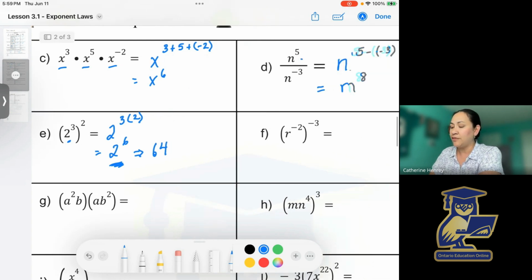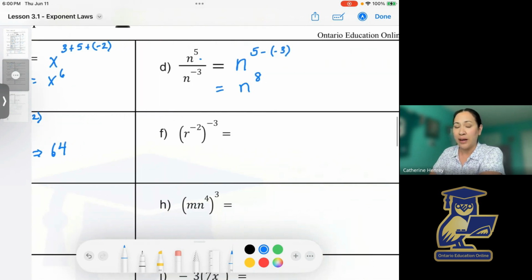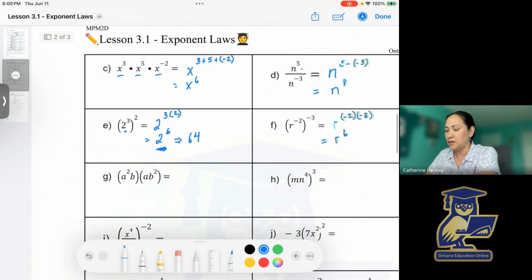We'll look at F, the example here. Again, power of a power, but we have negative exponents, and we multiply them when we're taking power of a power. So this is going to be r to the power of negative 2 times negative 3. So that simplifies to r to the power of 6. Good. Take a look at G.